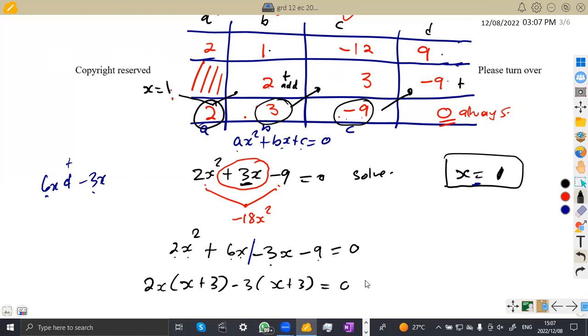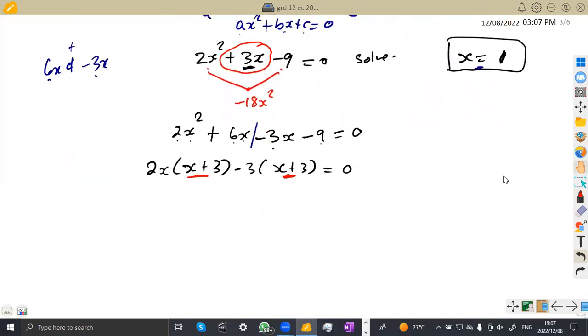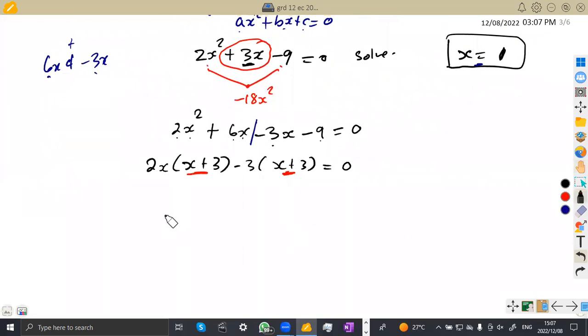And as we can see that the brackets are the same here, x plus 3, x plus 3. So you have to factor out the common bracket, which is the x plus 3. If we factor out x plus 3, we are going to remain with 2x, and here we're going to remain with negative 3. So it's going to be 2x minus 3 is equal to 0. This stage, you simply equate each to 0 so that you can have the value of x.